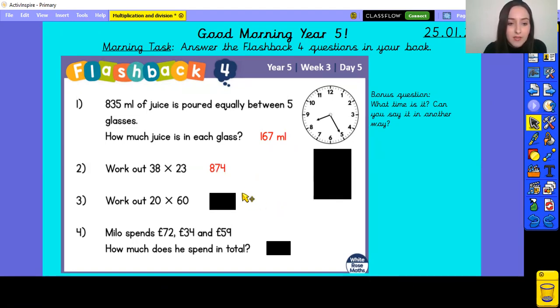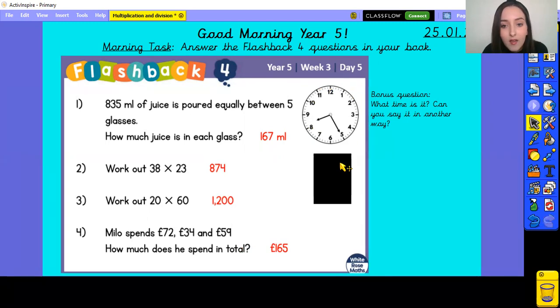Question 3. 20 times 60 is 1,200. You could have used column method, or you could have used your facts. So 2 times 6 is 12, times 100 is 1,200. Okay, question 4. You should have added all these together, and in total you would have got £165.